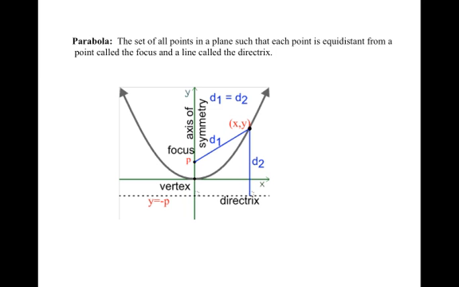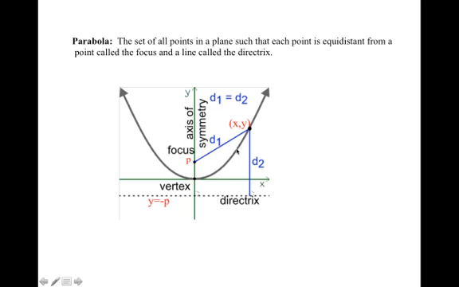Okay, so now we're going to move on to parabolas. And we're looking at parabolas as a conic section. So we're going to be looking at something we've done before, but just from a different angle. A parabola is the set of all points in a plane, so they're two-dimensional, we're in a plane, such that each point is equidistant from a point called the focus and a line called the directrix.